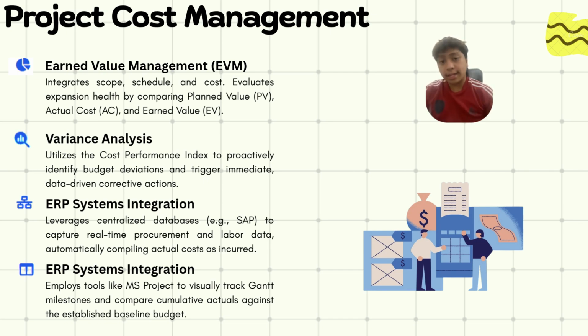So moving on to the next slide, project cost management. Because this expansion involves significant capital investment, strict cost control is mandatory to prevent budget overruns. And to actively monitor costs, our engineering finance team will implement earned value management, or EVM for short. EVM is a quantitative technique that integrates project scope, schedule, and cost.